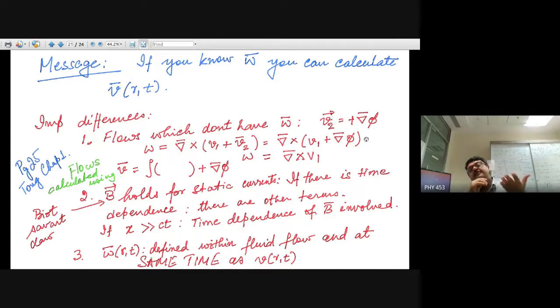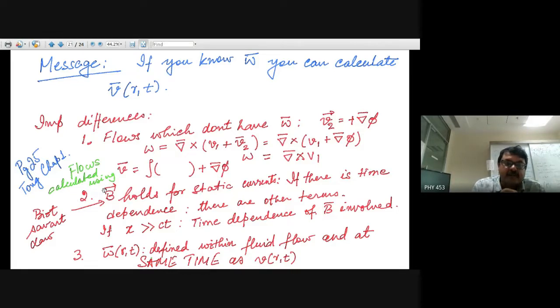So you can calculate the velocity field, but if there was a certain part of the flow which comes from grad phi or minus grad phi, where phi here is not electrostatic, it's not a conservative potential, then that won't show up in omega, and that is not going to contribute.